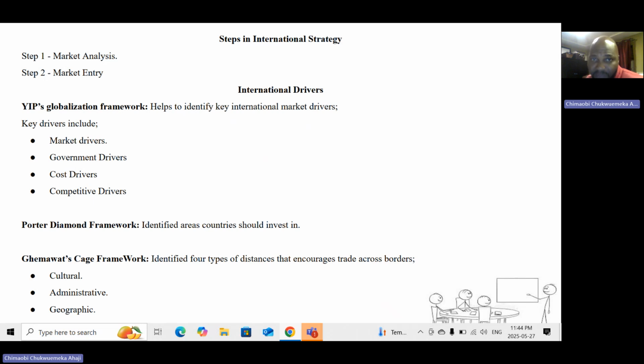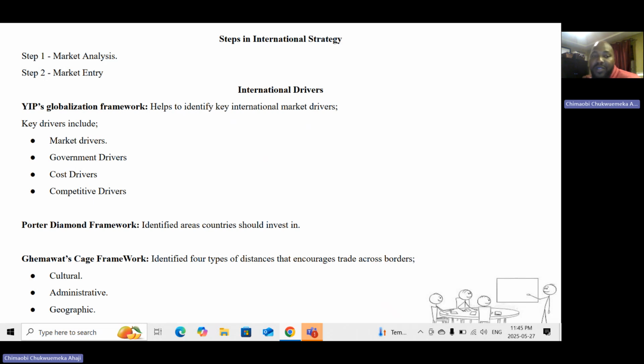Now, what are the international drivers? To understand international drivers, you must understand the concept of a framework. We studied the YIP globalization framework, which helps identify the international market drivers. The international market drivers include market drivers, government drivers, cost drivers, and competitive drivers.